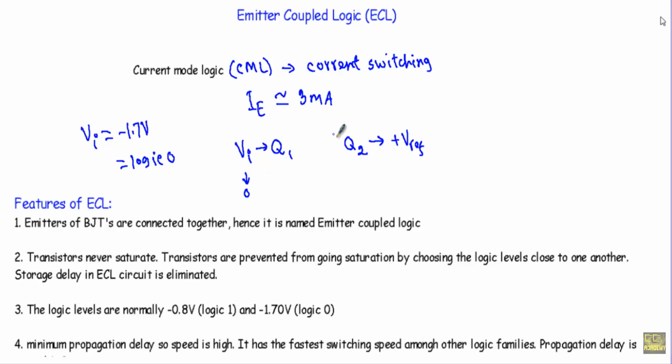you will see our IE will flow through the collector terminal of the transistor Q2 for the logic 0. Now if I apply logic 1 at the input terminal, you will see the IE will flow through the collector terminal of the transistor Q1. Thus the emitter bias current IE equal to 3 milliampere switches its flowing path depending upon the input logic levels. As the current IE switches its flowing path, our ECL logic circuit is also known as current mode logic circuit. Now let me talk about the features of ECL logic circuit.